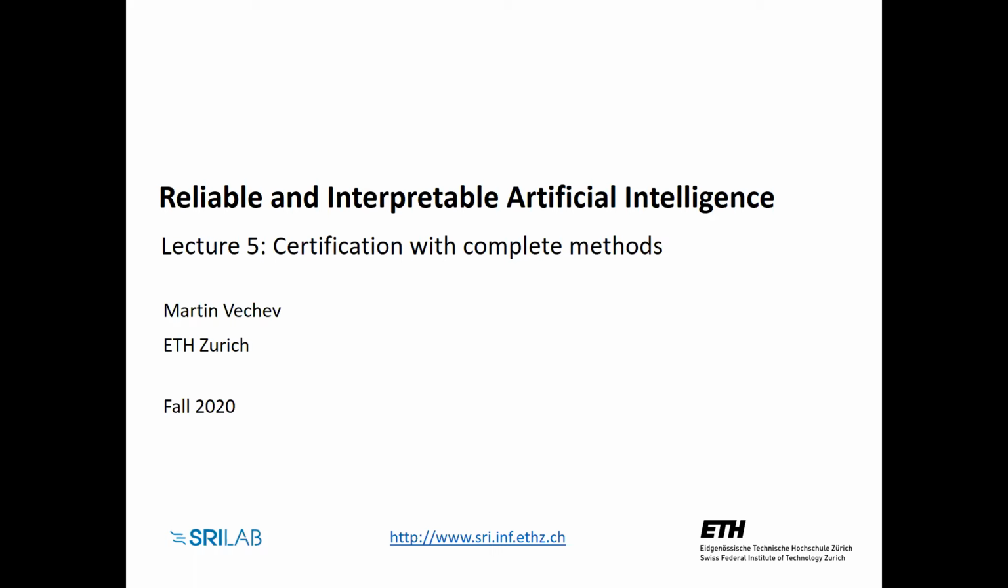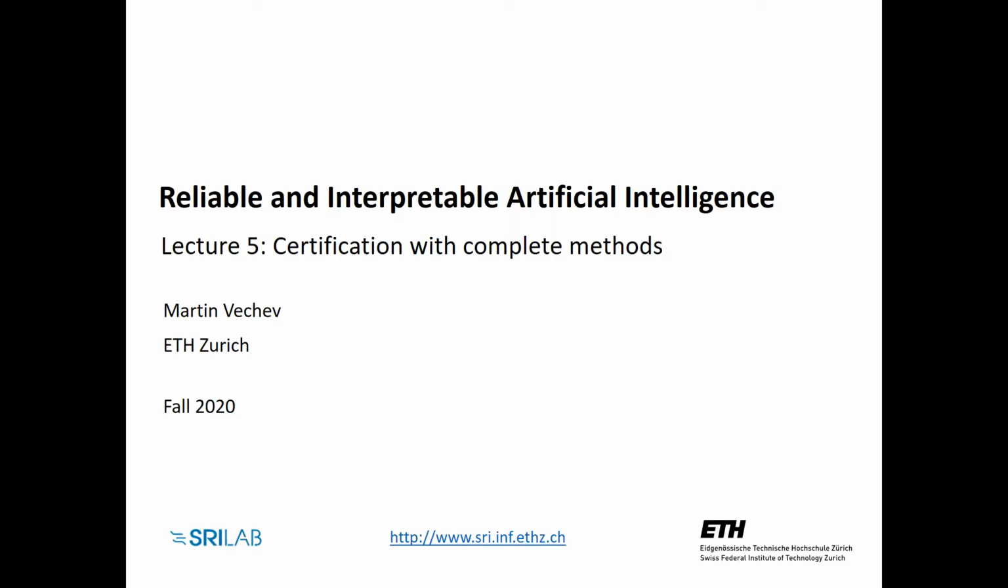If you recall, last time we went over the classification of the different verification techniques into complete and incomplete methods, as well as sound and unsound techniques. And we introduced one of the simpler incomplete automated certification methods, the box convex relaxation. If you forgot some of these concepts, you should probably take a look at the prior Lecture 4.